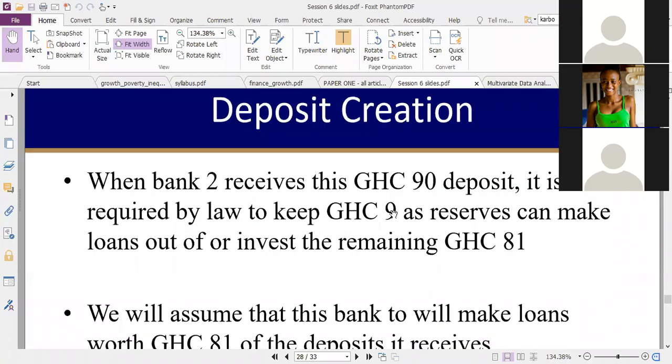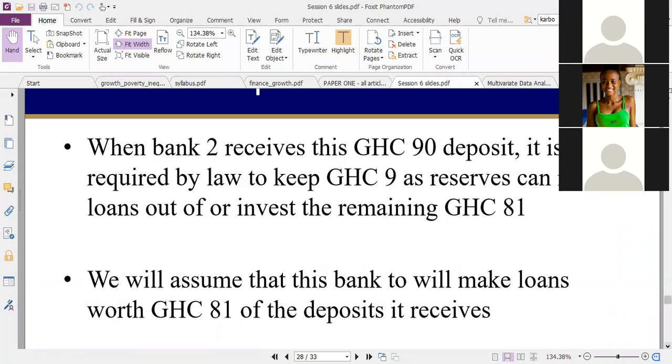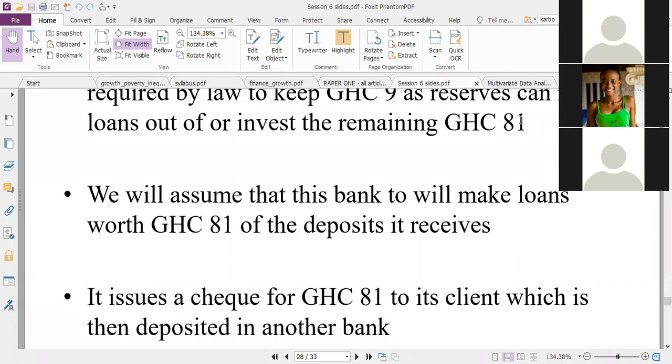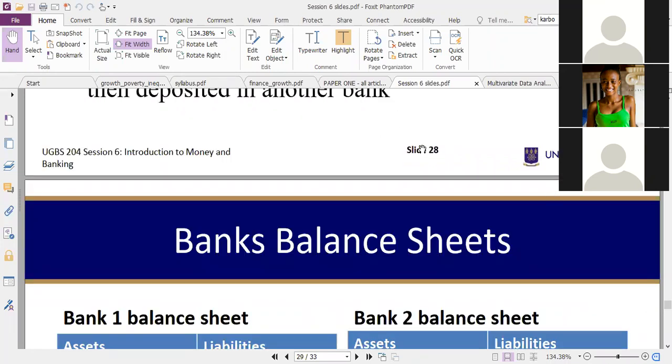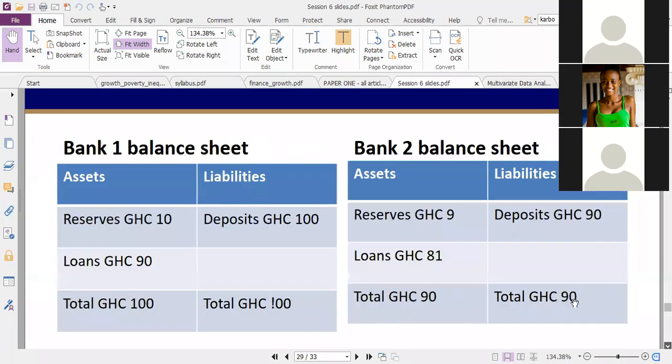When bank two receives this 90 cedis, bank two is also expected to keep 10% of it. Ten percent of this will give us 9. So bank two will also now have only 81 cedis to give out as loans. Now, let's assume there is another person who came for this 81 cedis as a loan. This person also never worked with the money, and went straight to another bank and deposited the 81 cedis. After that deposit, the bank is also supposed to keep what? 10% of this and give out 72.9 as loans.